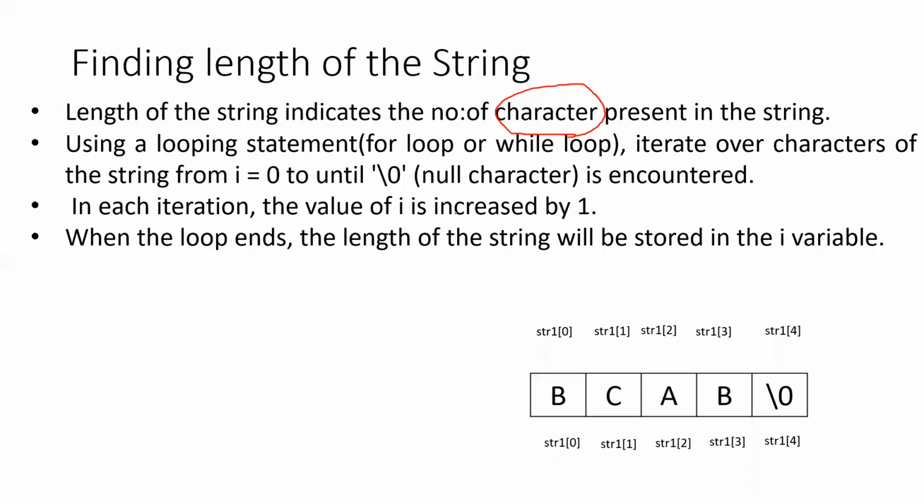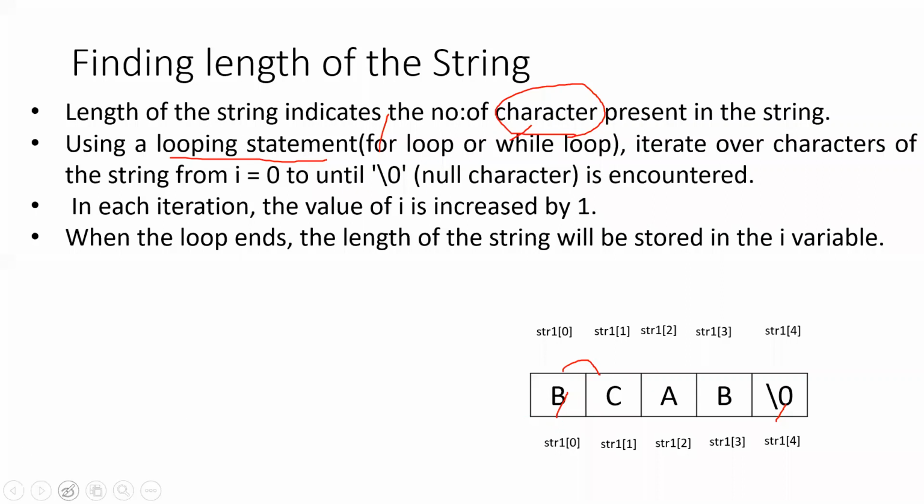So the same logic which we have used till now, we can use in order to find the length of the string. Until the null character, if you keep on incrementing the i value, at the end, whatever value of i is there will indicate the number of characters in the string. So use a looping statement, either a for loop or a while loop, and iterate over the characters of the string from i equal to 0 to i not equal to null.